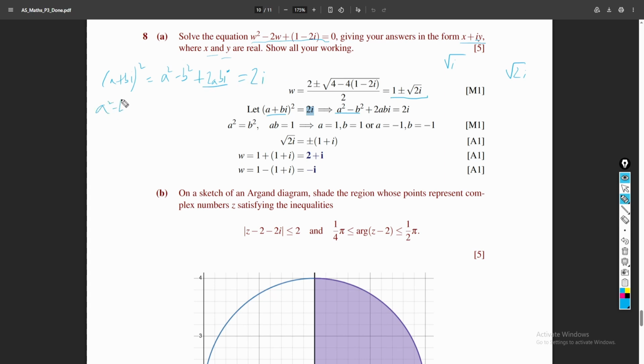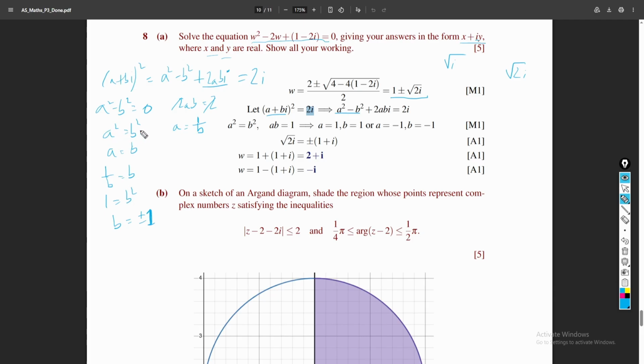That means a square minus b square must be equal to 0. So a square equals b square, or a is equal to b. And so over here we also have another equation, 2ab is equal to 2. So the 2s cancel each other. So a is equal to 1 by b. Alright, so we can substitute them. So we can substitute a by b. So we get 1 by b is equal to b, or 1 is equal to b square. Therefore b square is equal to plus minus 1.